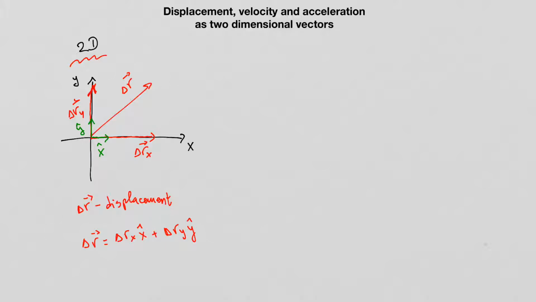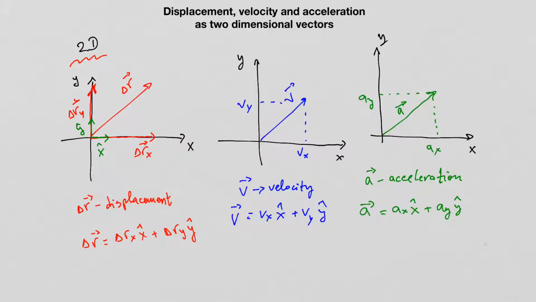Similarly, I can also represent a velocity and acceleration vector in a two-dimensional coordinate system. The velocity vector can be presented in unit vector notation as Vx x hat plus Vy y hat, where Vx and Vy are the scalar components of the vector. And the acceleration vector can be presented in two dimensions in unit vector notation as Ax times x hat plus Ay times y hat, where Ax and Ay are the scalar components of the acceleration.